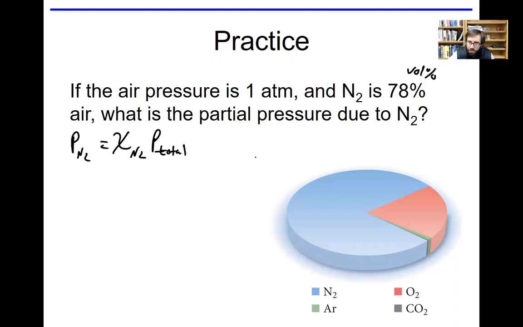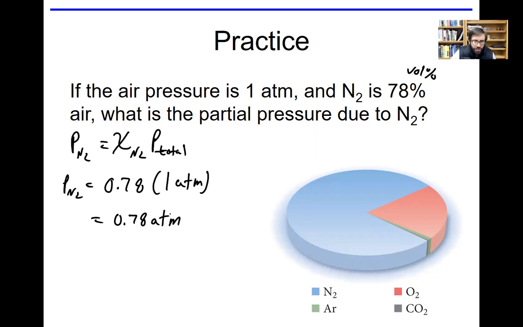And so if it's a volume percent, well, we know from the ideal gas law that volume is linearly related to number of moles. So this is the same thing as saying that the mole fraction is 78%. And so all we're going to do is P nitrogen equals 0.78, putting that percentage into decimal form. And the total pressure of the air was given to us as 1 atmosphere. And so the partial pressure of nitrogen in air is 0.78 atmospheres. And you do a similar method for all these other components.